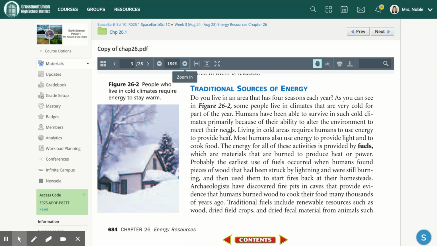Do you live in an area that has 4 seasons each year? As you can see in figure 26.2, some people live in climates that are very cold for part of the year. Humans have been able to survive in such cold climates primarily because of their ability to alter the environment to meet their needs. Living in cold areas requires humans to use energy to provide heat. Most humans also use energy to provide light and to cook food.